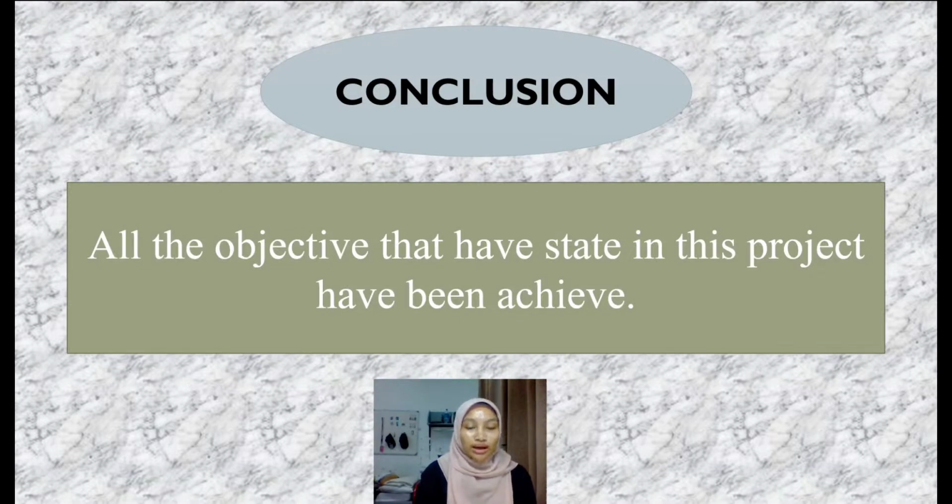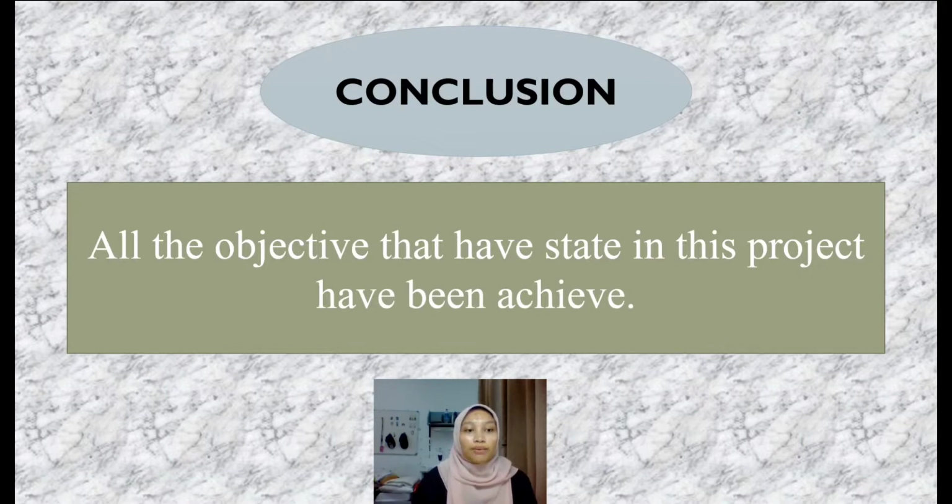So thank you. Here I will present the conclusion. All the objectives stated in this project have been achieved. As I said before, the objective was to find the quality, so we can find the quality through this HS diagram for water. So we can find the temperature, the pressure, and also the enthalpy and entropy in this project.